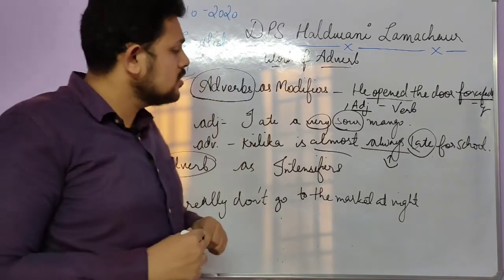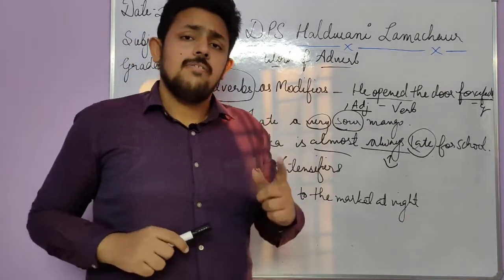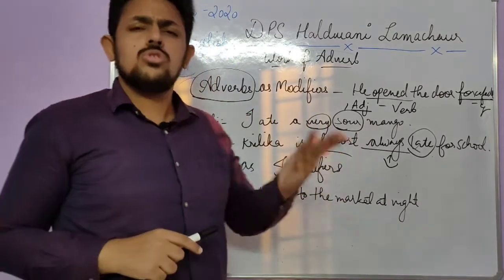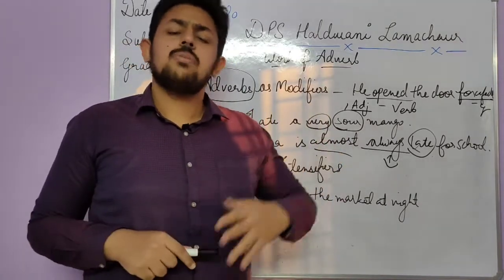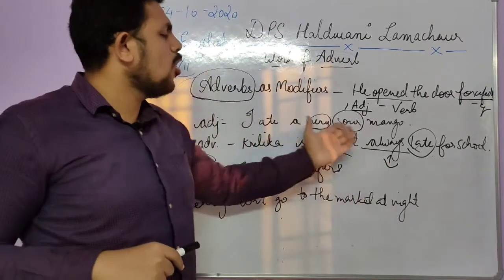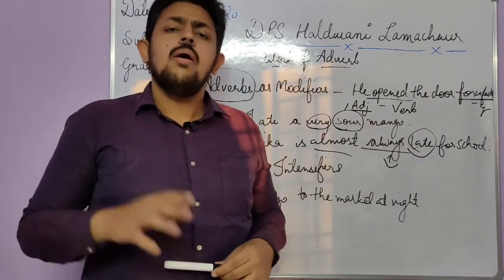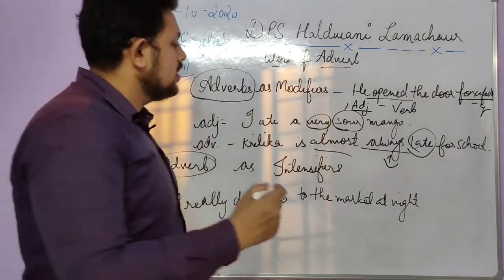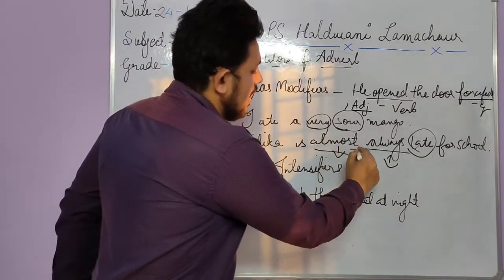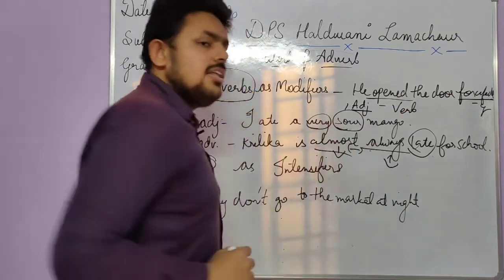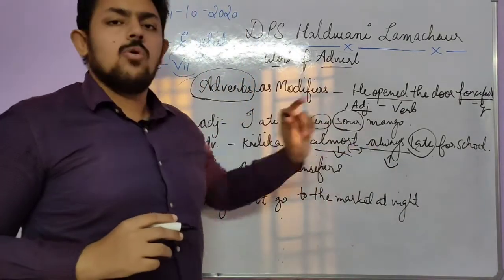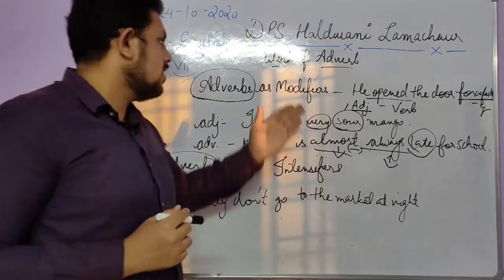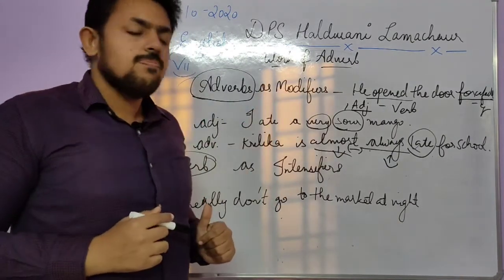Why are we doing so? Because we are not sure whether she is always late or not. So we are using "almost always". Some days she is late, but some days she is not. So she is almost always late for school, barring a few days, except a few days. So another adverb is modifying the already present adverb, that is "always". So this is how an adverb works as a modifier.